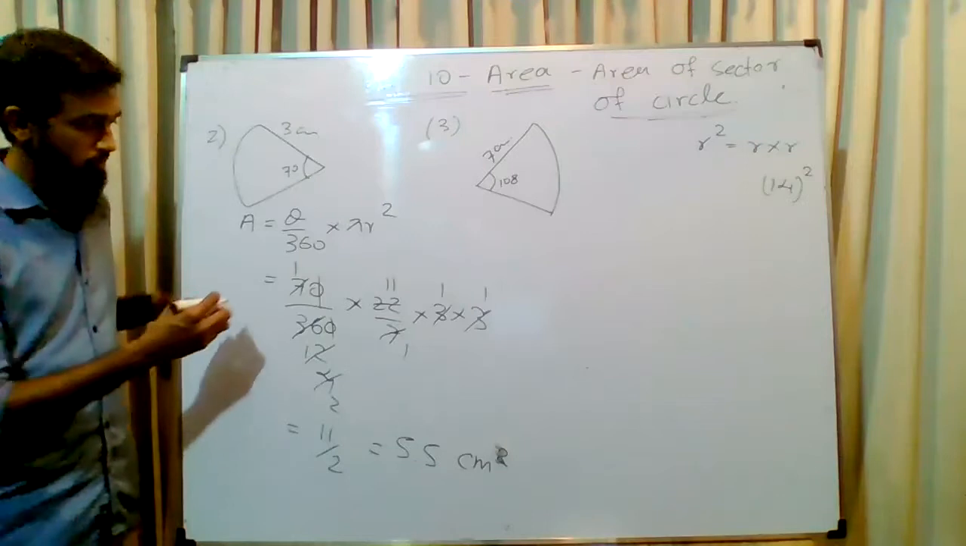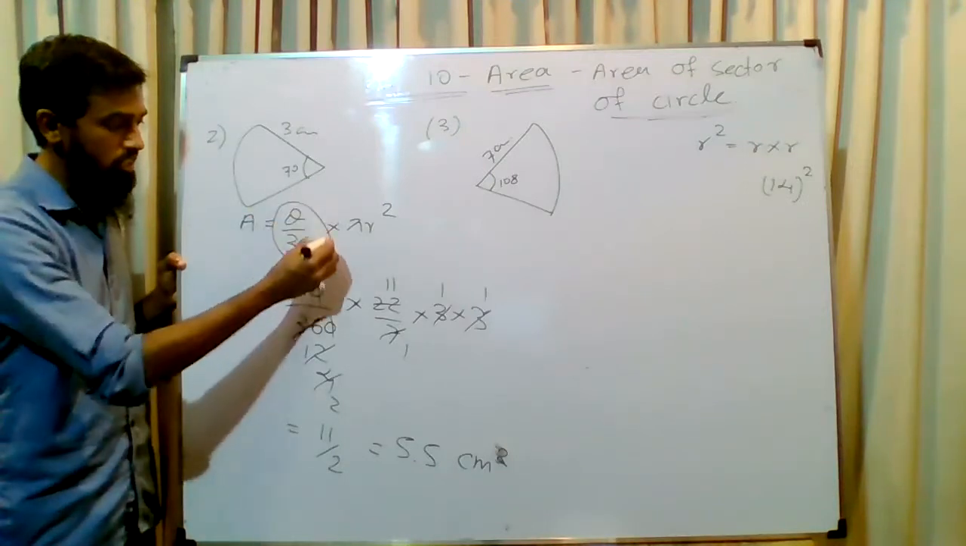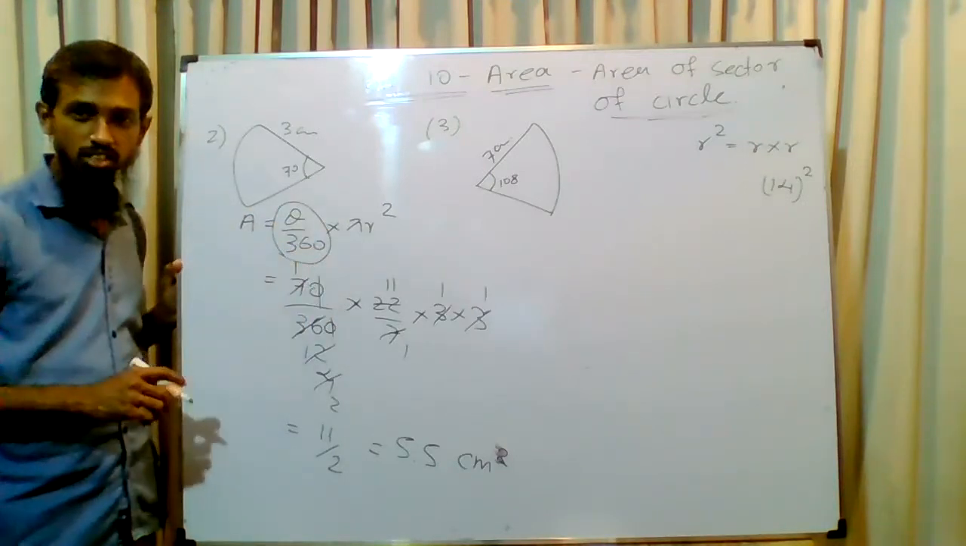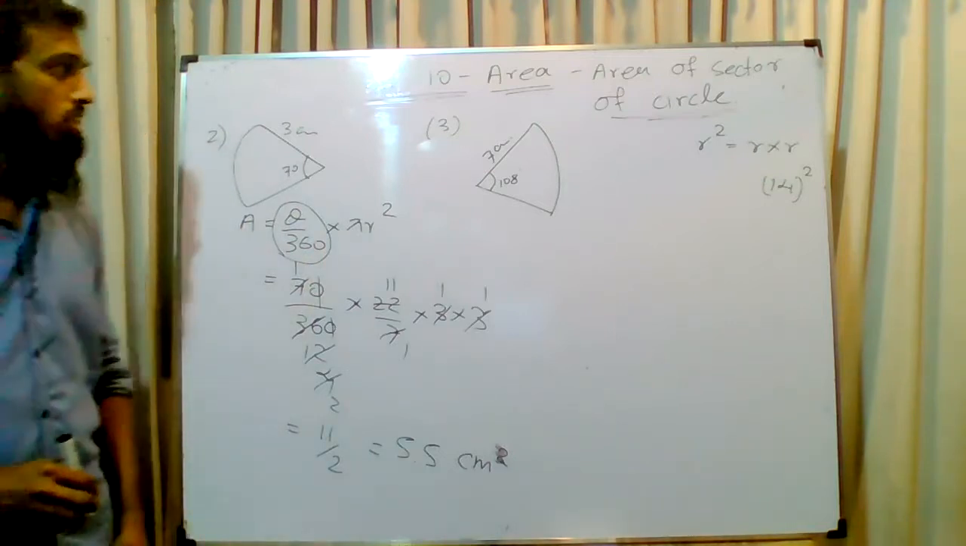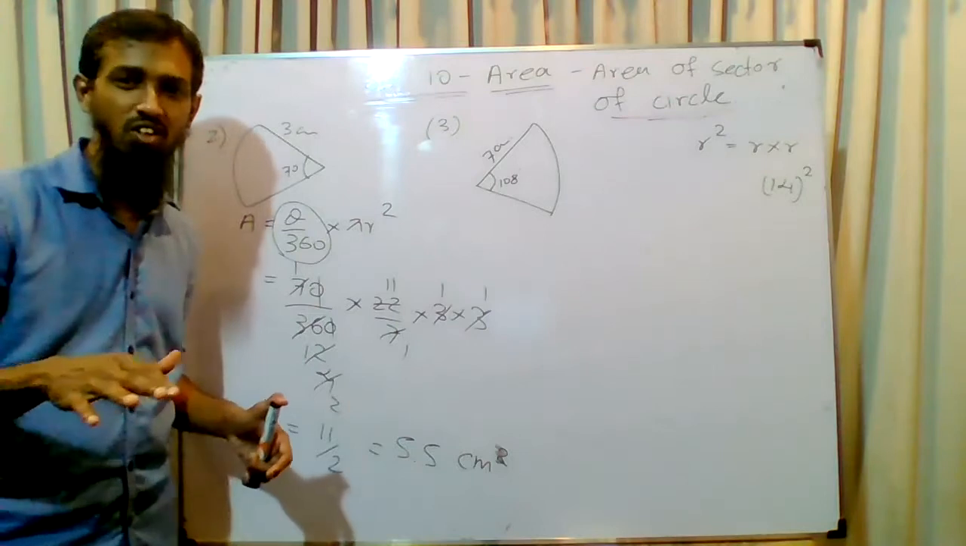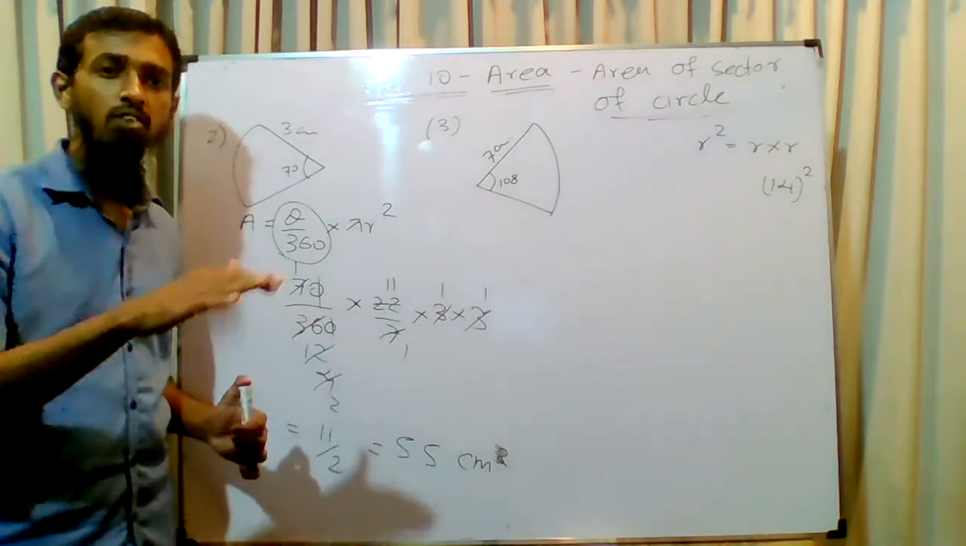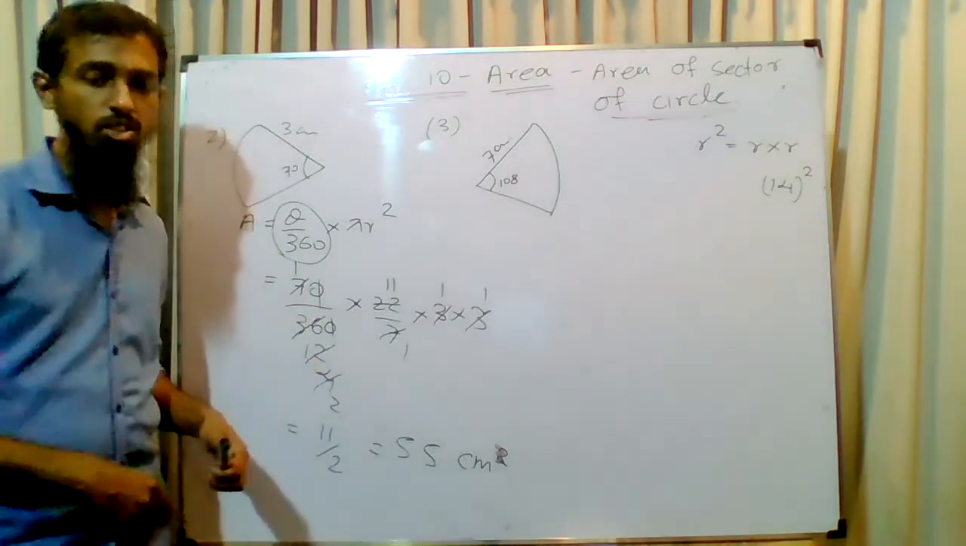In here, we found the portion of the sector given by theta over 360. That is the extra part in grade 10. Okay, go for the third question. Pause this video and do the working. After you do the working, continue this video.